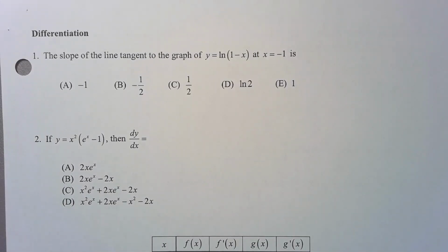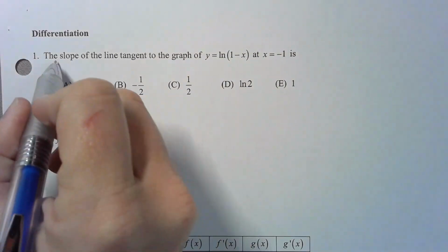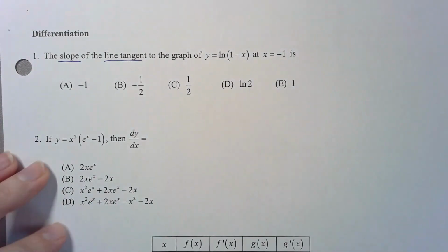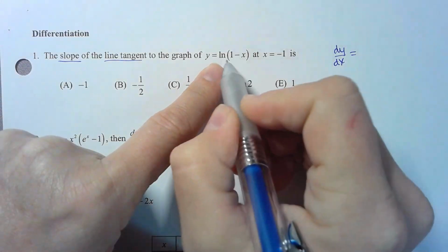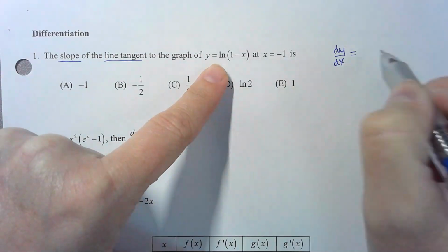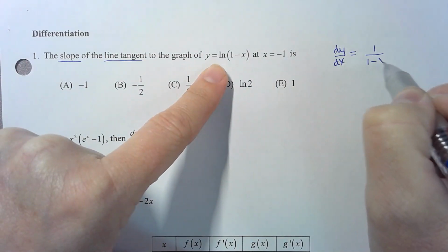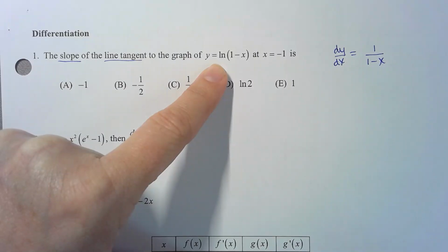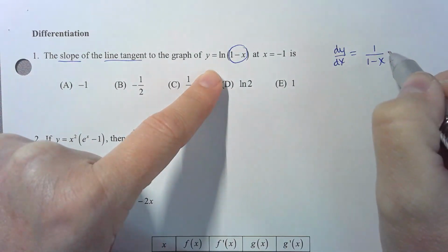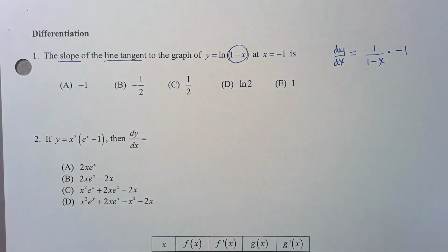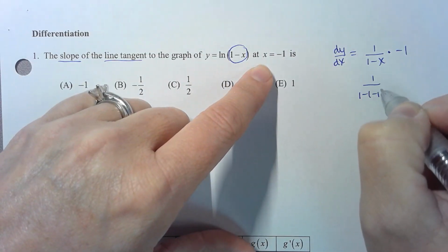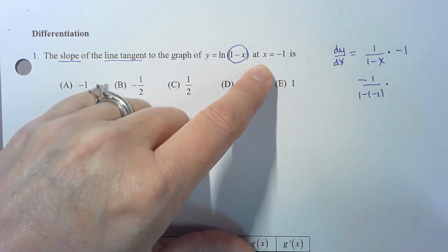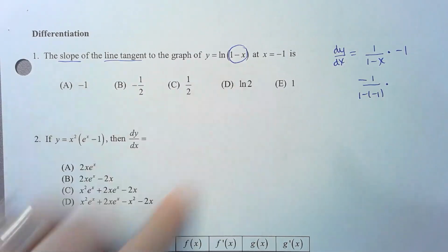Question 1 is asking for the slope of the tangent line, which we know comes from the derivative. So let's start there. y prime or dy/dx equals... we use the chain rule. The derivative of natural log is 1 over whatever's on the inside. And the chain rule says let's multiply that by the derivative of the inside, which is -1. So they want the slope at -1. I guess I could have just put that up there. And so I have a -1/2.